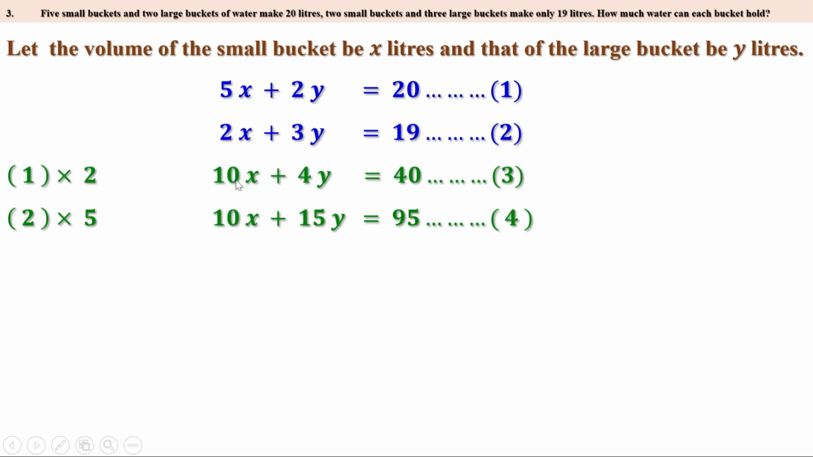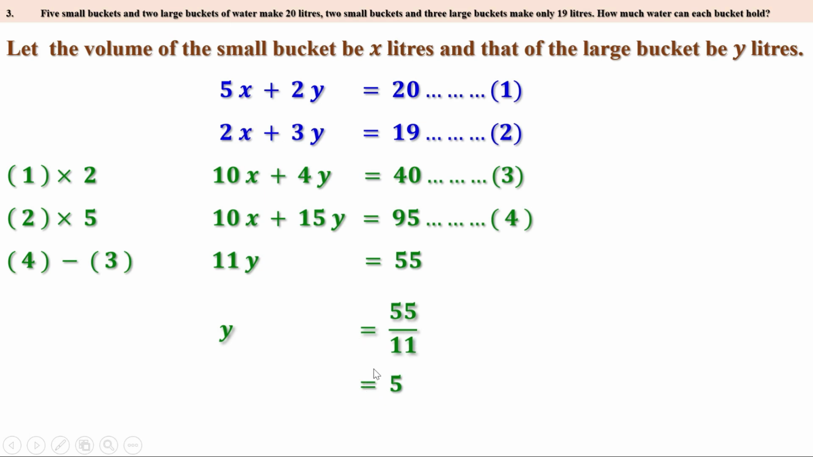Here the first terms are same. So when we subtract, we will get an equation in y only. 95 is more than 40. So it is better to subtract third equation from the fourth equation. So when we subtract third equation from the fourth equation, 10x minus 10x is 0. 15y minus 4y is 11y. 95 minus 40 is 55. So we can write 11y equal to 55 or y equal to 55 by 11 or 5. Now we got the value of y.